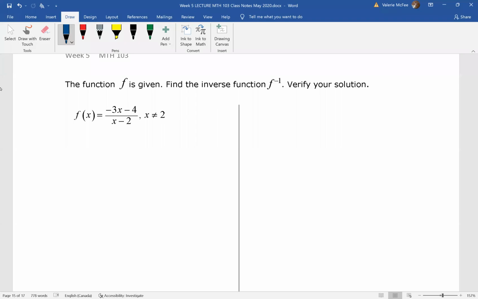So a function is given. I want you to find the inverse function. You should have all of those steps written in your notes. If you don't, you may want to go back and watch that lecture again. I'm going to let you work on this one.